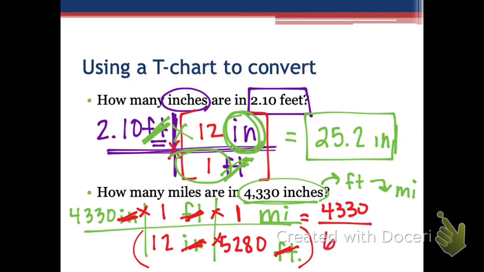And I get 63,360. Then I need to finish by doing the whole top divided by the whole bottom. And I get 0.068 miles. Does that match what we thought in terms of big number, small number? Yes, because we thought it was going to be a really small number of miles.